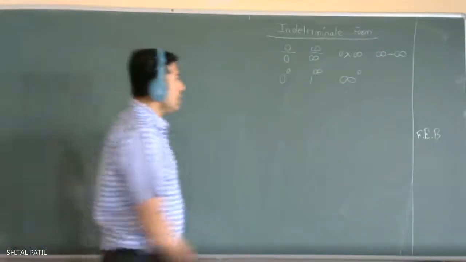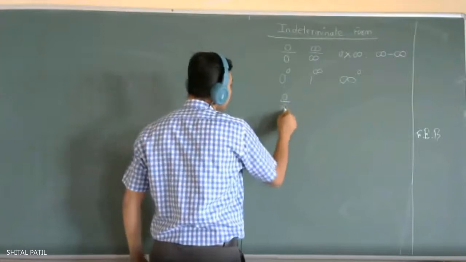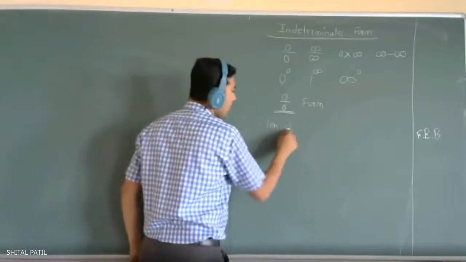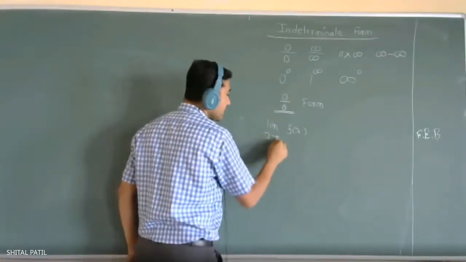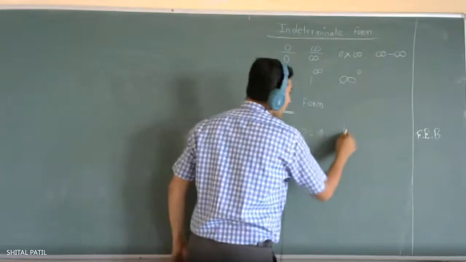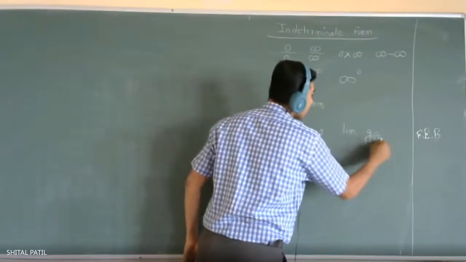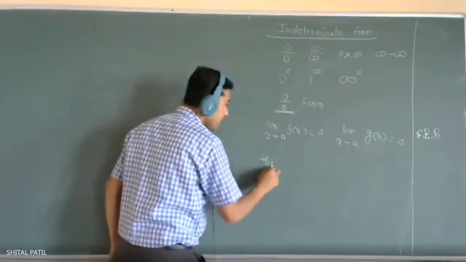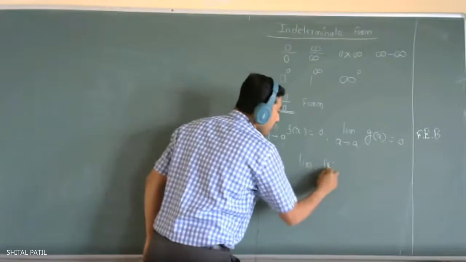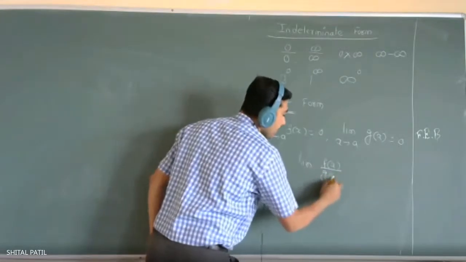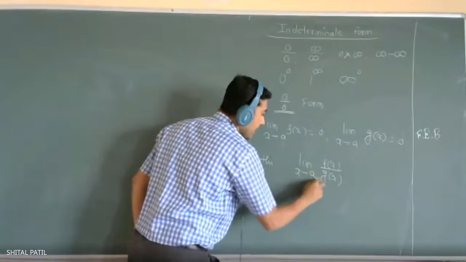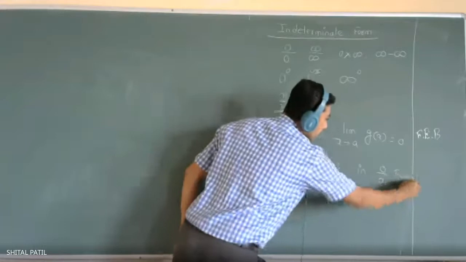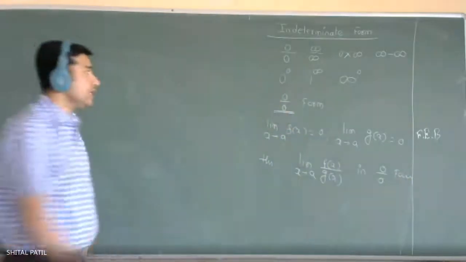Out of them, we define 0 by 0. What is 0 by 0 form? Suppose the limit of f of x as x tends to a equals 0, and the limit of g of x as x tends to a also equals 0. Then the limit of f of x divided by g of x as x tends to a will be in 0 by 0 form. Now to solve this we have to use L'Hospital's rule.